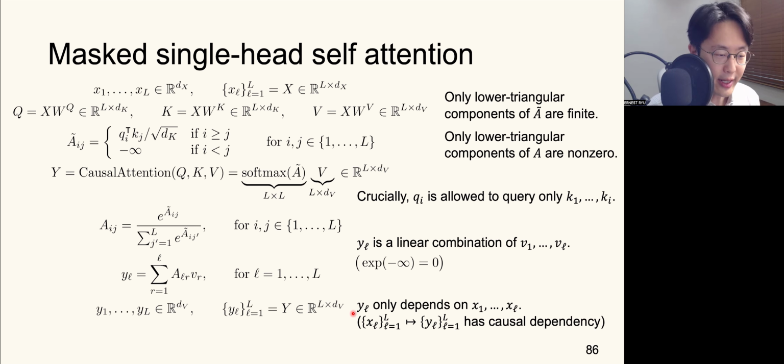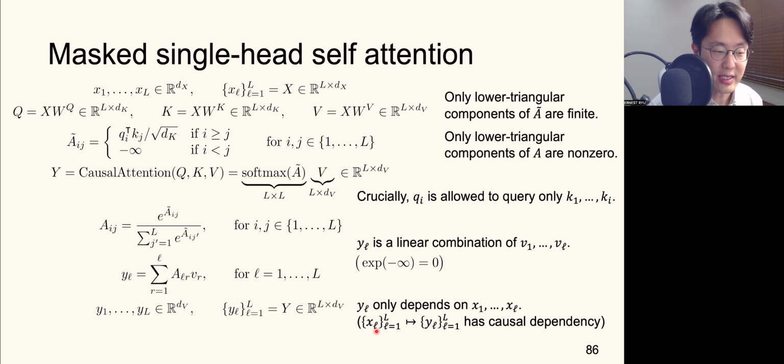For each y_l, y_l only depends on the partial input sequence x_1 up to x_l. And this holds for all values of little l. So y_1 can only depend on x_1. y_2 can only depend on x_1 and x_2. y_3 can only depend on x_1, x_2, and x_3. And that is what I mean by the causal dependency.